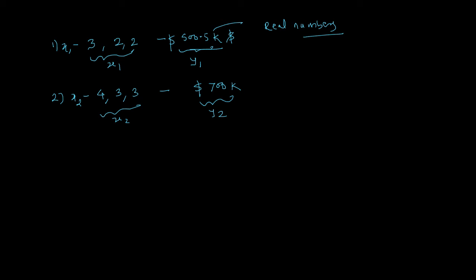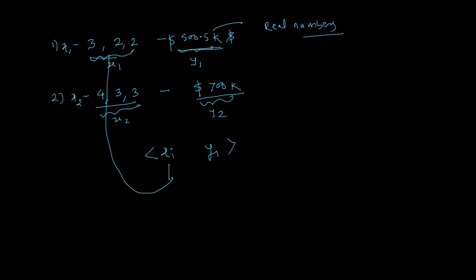So given the houses and their prices, the problem here can be: for a new, unknown house, we are given these features and we are asked to predict the price of the house. This price of the house can be a real number. So that's what our data set is. We are given xi's and yi's.